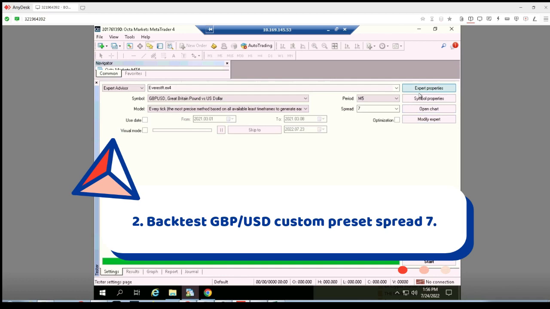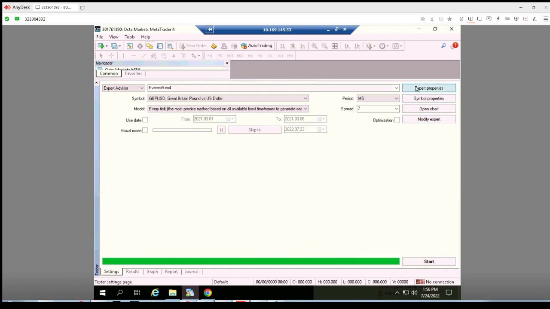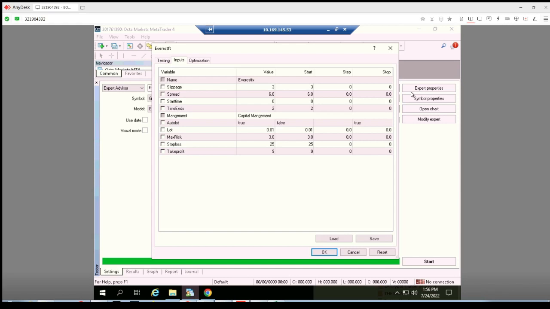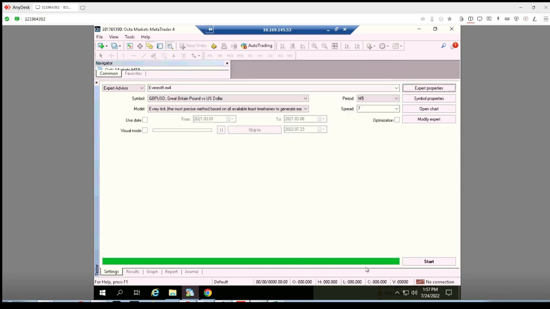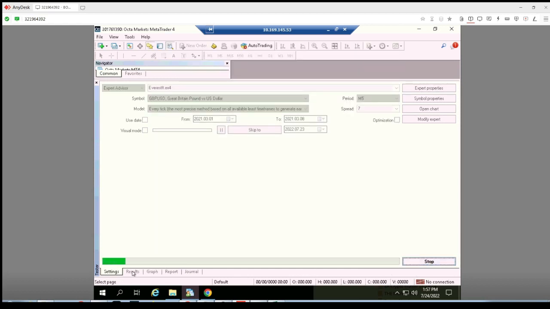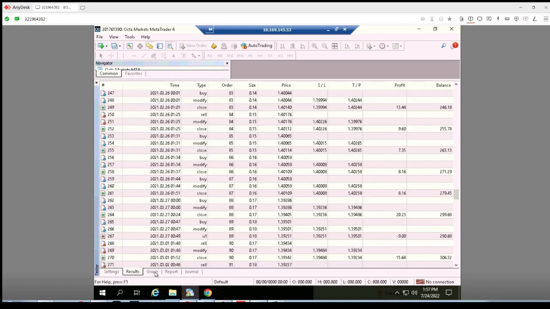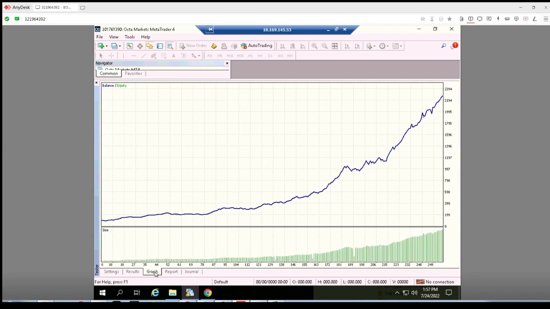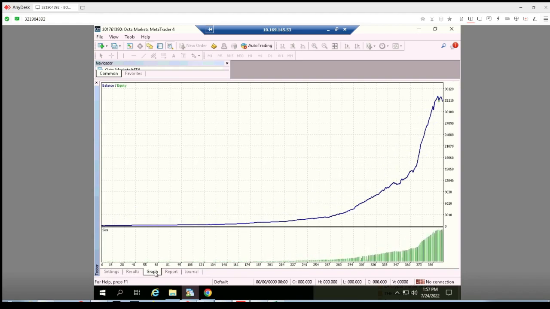Backtest pound sterling to US dollar custom preset spread 7. My second backtest will change the preset settings like this. And let's see the result. The increase was extraordinary.